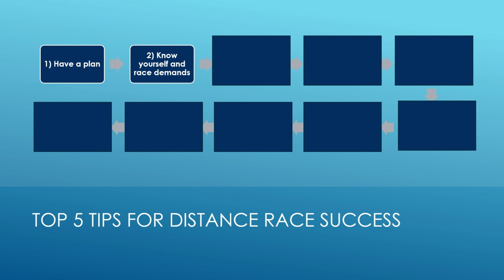Secondly, and almost as important, and you're going to use this as you're building your plan, is to know yourself and the race demands. If you're running the 2 mile, you need to know that the most success in that race is going to come from a reverse split or a faster second half, and you need to know yourself what that means for you. What can I maintain? What can I sustain for the first mile and still have a good second mile?